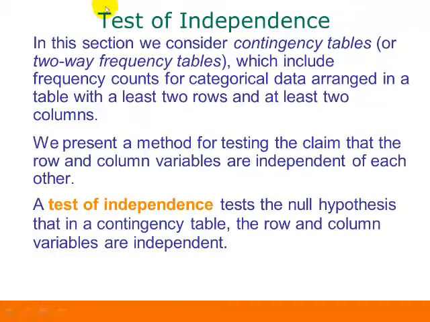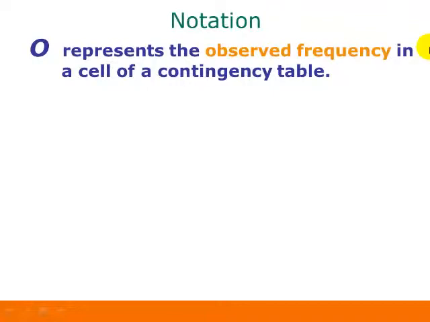A test of independence actually tests the null hypothesis that in a contingency table, the row and column variables are independent. In other words, that they're not associated with each other. The notation for this type of test looks like this.